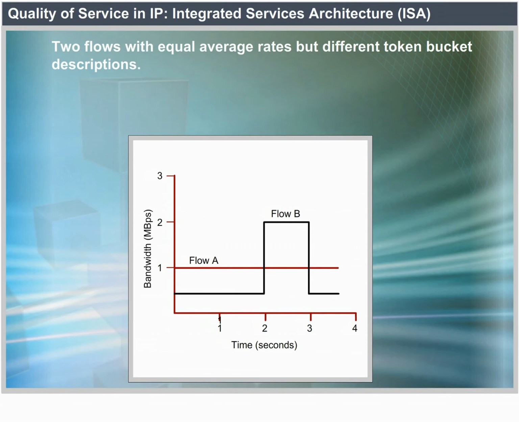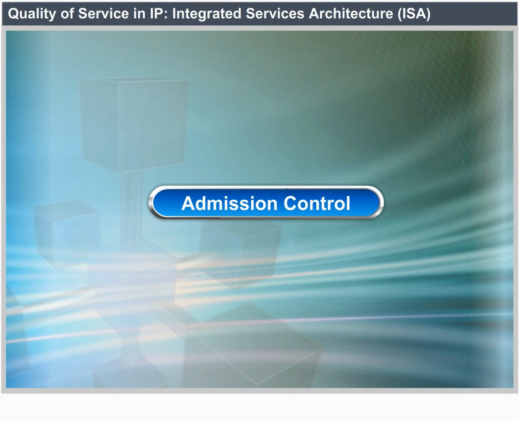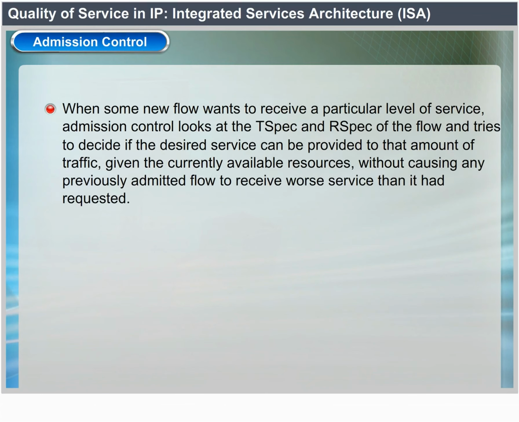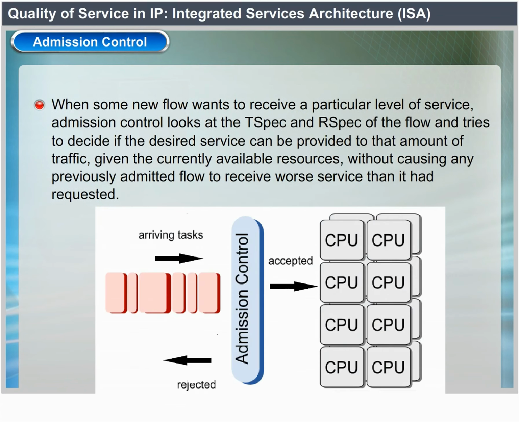Admission control. When some new flow wants to receive a particular level of service, admission control looks at the T-spec and R-spec of the flow and tries to decide if the desired service can be provided to the amount of traffic given the currently available resources, without causing any previously admitted flow to receive worse service than it had requested.